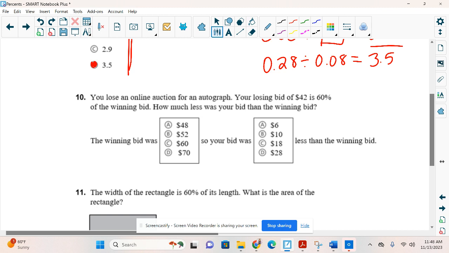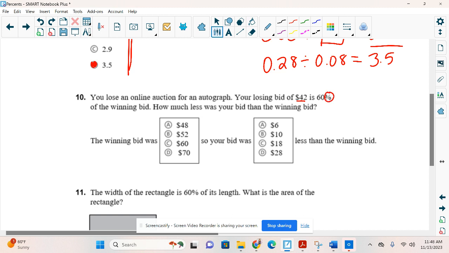Your losing bid of $42 is 60% of the winning bid. So did you win or lose? You lost. Okay. How much did you bid anyway? $42. Okay. How much less was your bid than the winning bid? You're going to have one just like this on your test. So in order to figure out how much less, you need to know how much the winning bid actually was, right? You bid 42, and if you lost, that means the winning bid was bigger or smaller? Bigger, because they won. So we're looking for something bigger than 42.